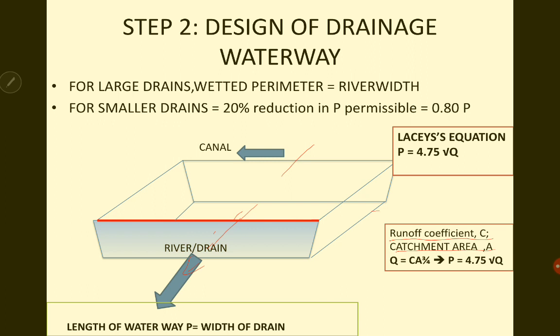Only once you know this dimension can you fix the number of piers required to support the aqueduct. So the first thing is to find the length of the waterway. P is equal to 4.75 root Q is the equation to be used. In some questions, the Q won't be given, then find out the Q, and using this equation find the P value. From the P value you can find the length of the waterway.